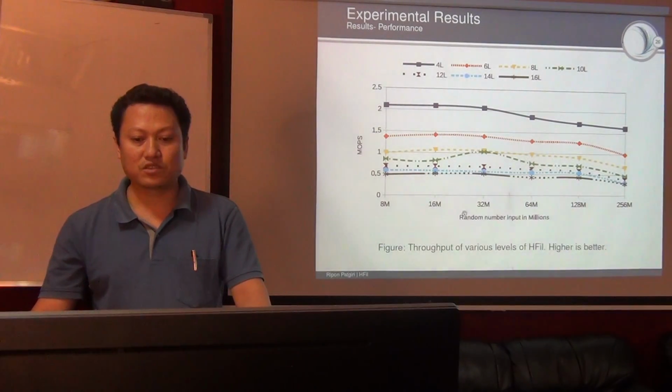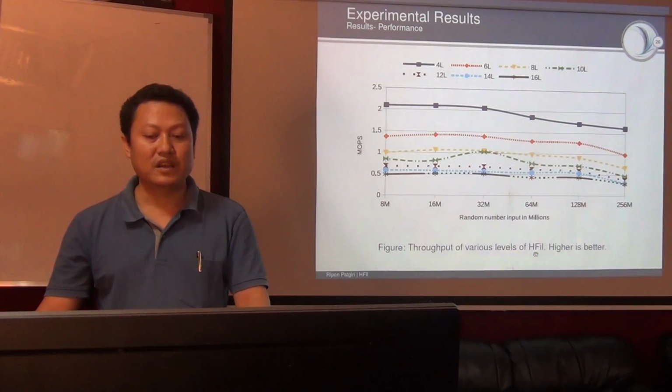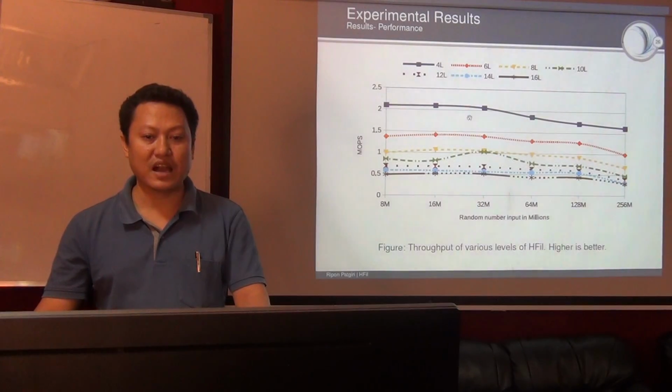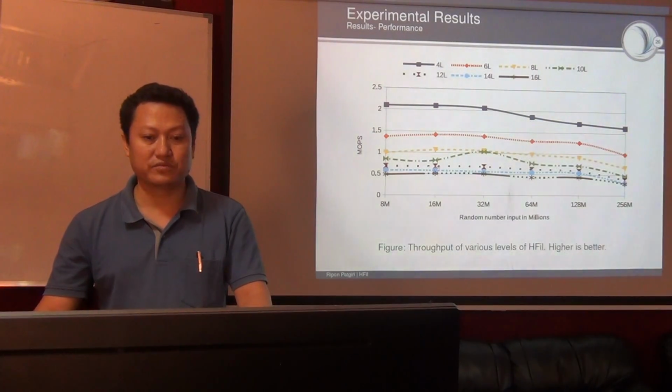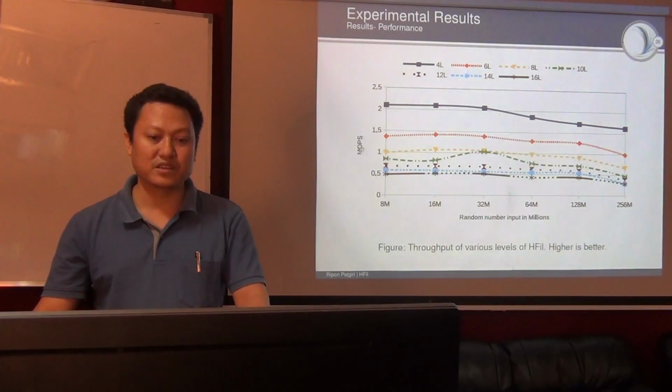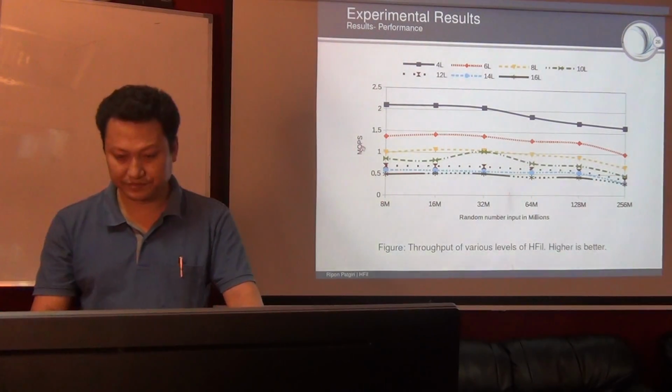Here is the performance throughput of various levels of HFil, higher is better. 4L has the highest throughput, and 16L has the lowest throughput. The y-axis represents million operations per second.